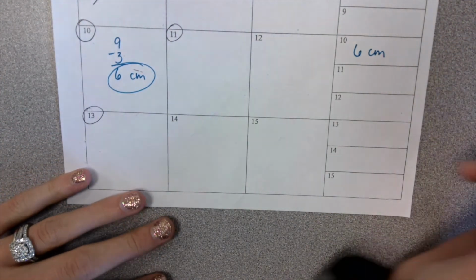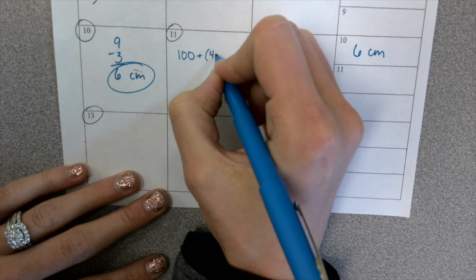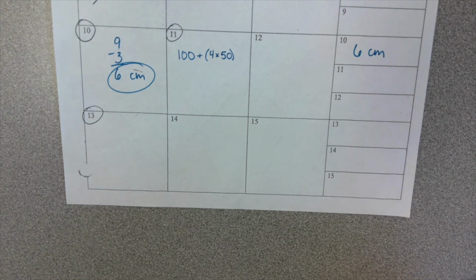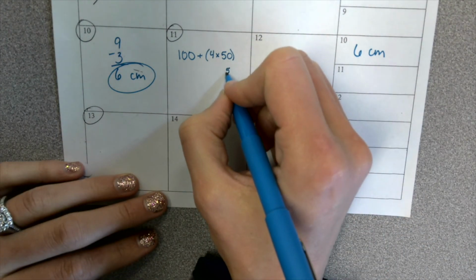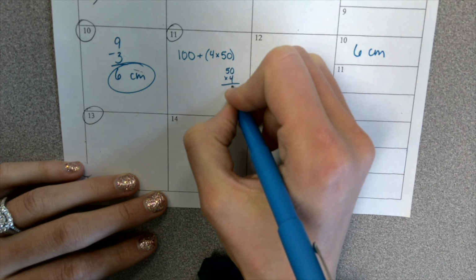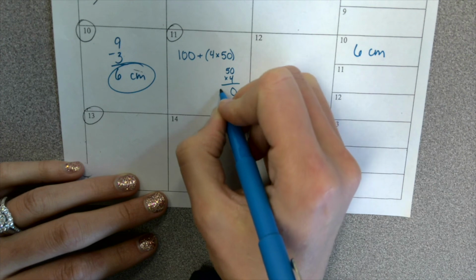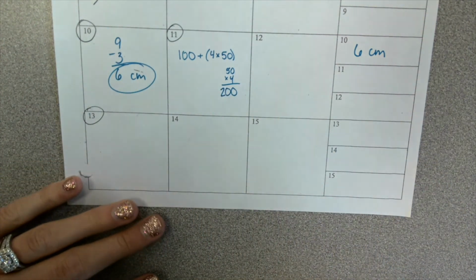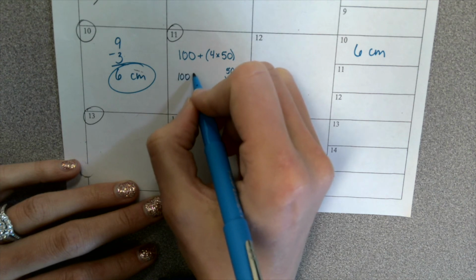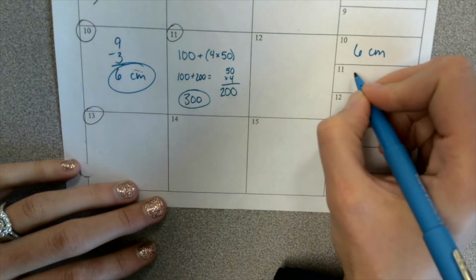Number 11 says 100 plus 4 times 50. Parentheses first, so let's do 50 times 4. 0 times 4 is 0. 4 times 5 is 20, so we get 200. So now I have to do 100 plus 200. Well, that equals 300.